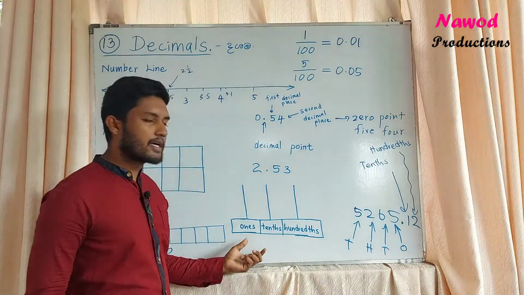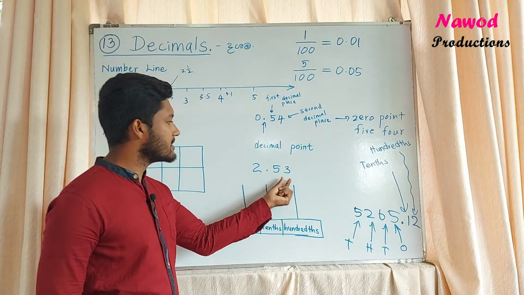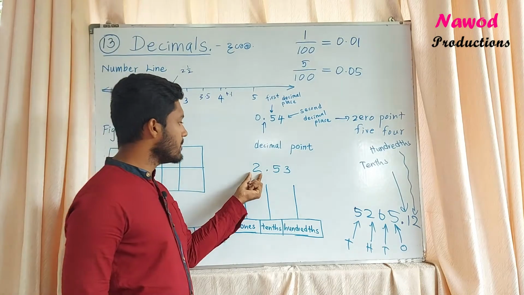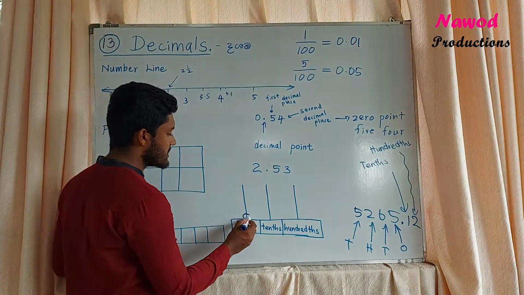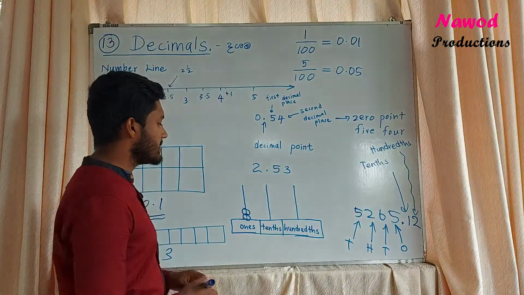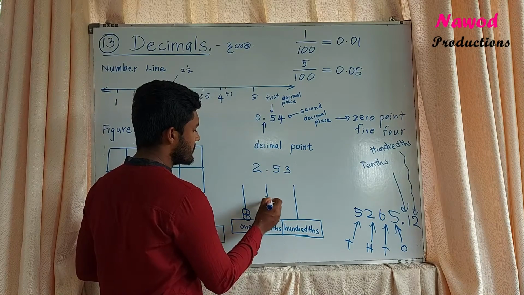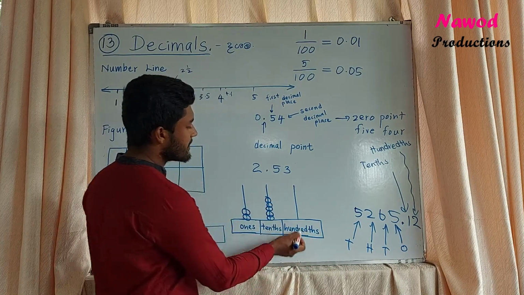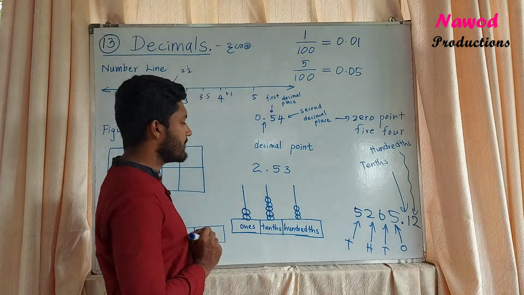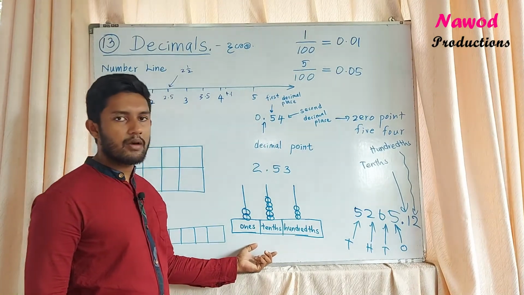Then on an abacus we can represent this number 2.53. Yes, 2 we can represent in the ones place by using 2 balls. In the tenths place there are 5 balls that can be represented, 1, 2, 3, 4, 5. In the hundredths place, yes, 3 balls are there. 2.53 we can denote by using the abacus.